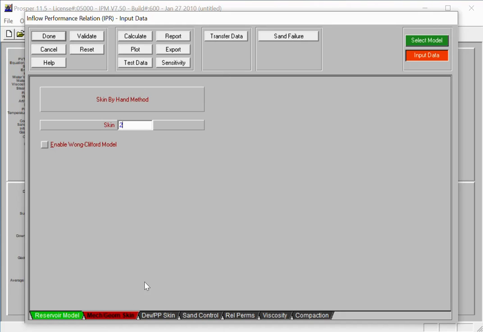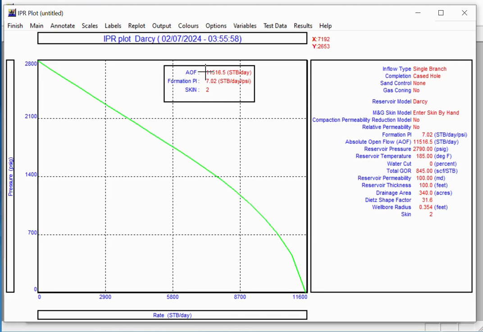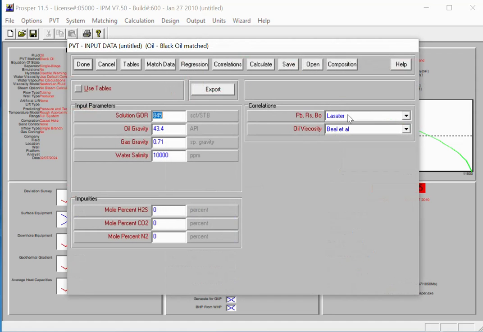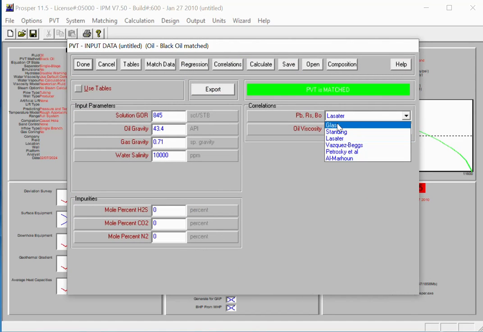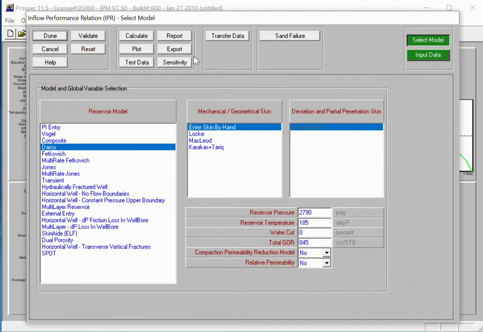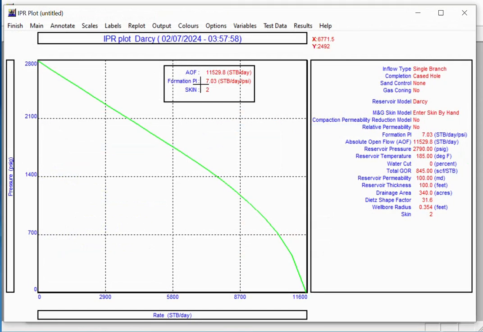So we're starting with a value of 2. Of course, let's leave that at our absolute open flow potential. We have about 11,516. So let's note that value, and then our formation PI is 0.02. Okay, I'm going to do something quickly, and then I'll come back. I'll change this correlation to maybe a different one, and let's quickly go back and calculate and see if we still get the same thing.